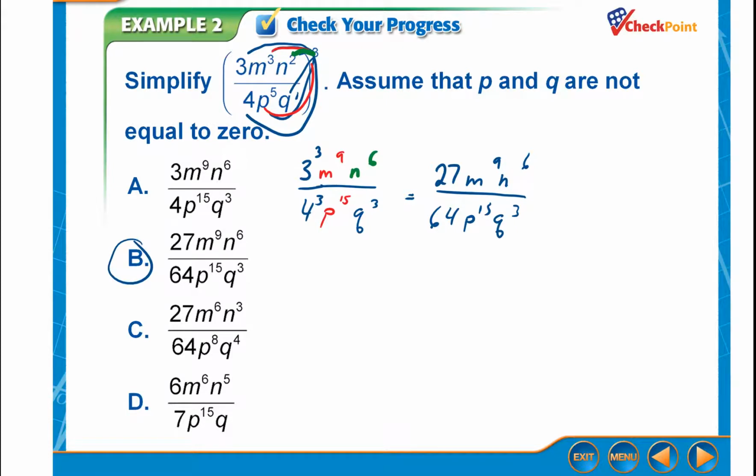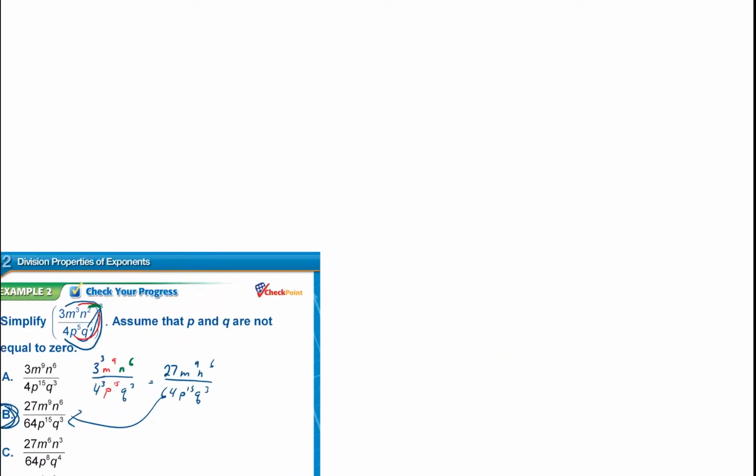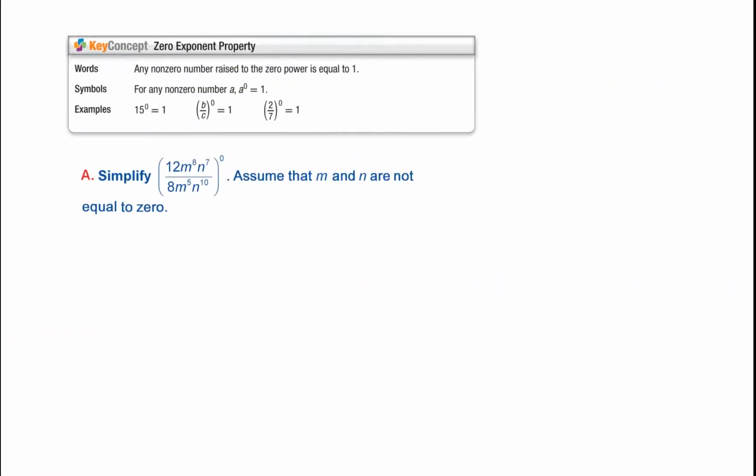B. Ooh, I had a quick heart attack there. I didn't see it. But that looks like our answer matches up with B. All right, good job. And then to talk about two ideas here, zero and negative exponents.